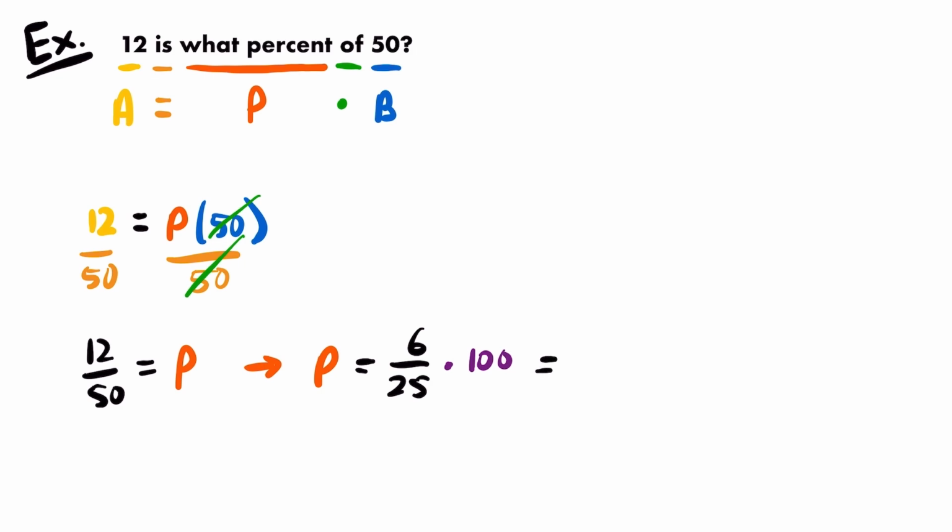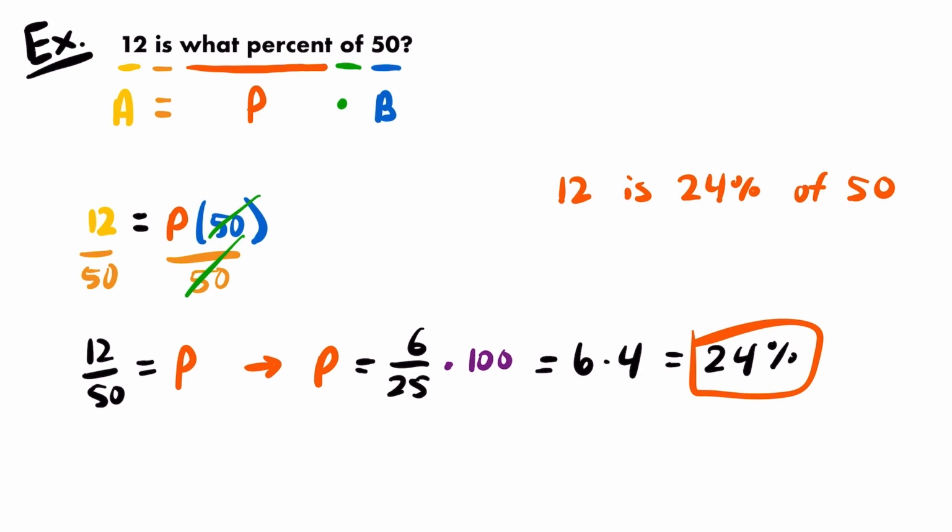So this just becomes 6 times 4, right? 6 times 100 divided by 25, which is 4. So 6 times 4 gives us 24, and that will be the percentage. 24% is the answer to this problem. 12 is what percent of 50? It's 24%. Okay, that is the final answer to this problem.